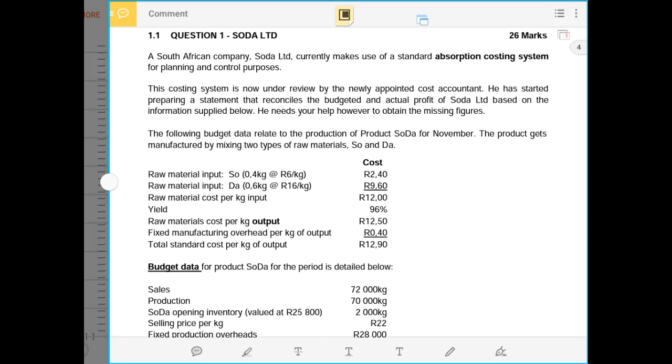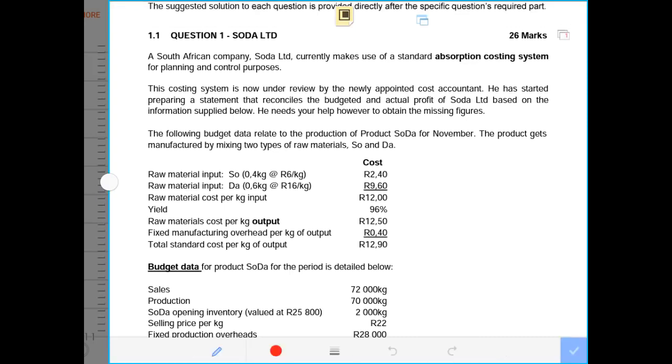I will be doing this question on a very important topic to understand, which is reconciliation, where we reconcile the budget with the actual information, where we'll be reconciling the profit that we budgeted with the actual profit, and we reconcile that through the analysis of the variance.